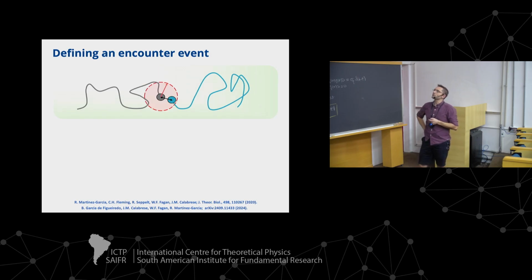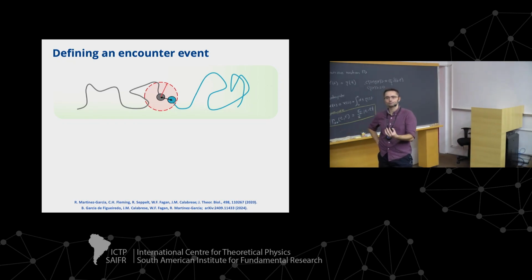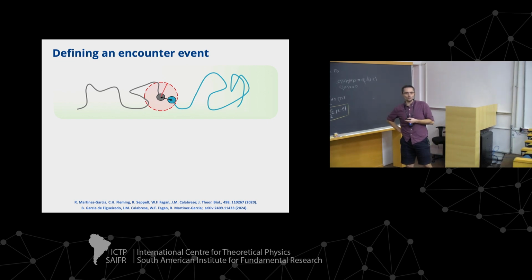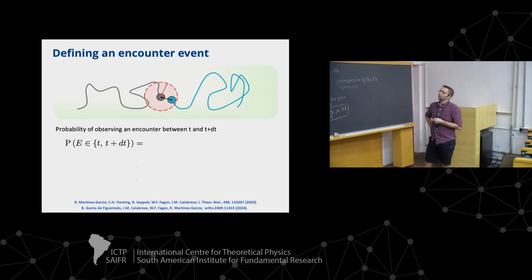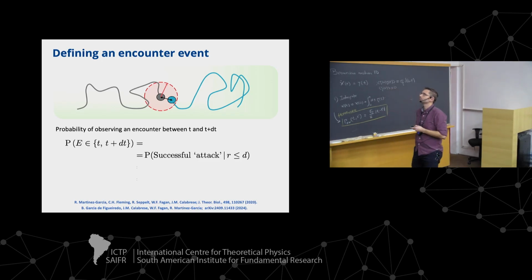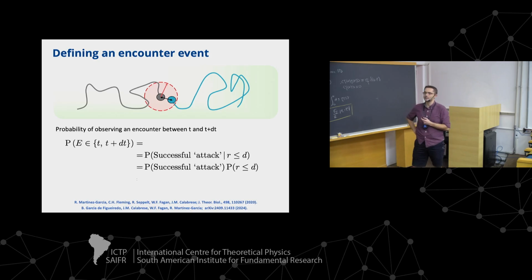When they are this close, then there is a probability that the lion will perceive the zebra and will eat her. How do I formalize this mathematically? I define the probability of having an encounter between time t and t plus dt as the probability that I have a successful attack conditional to the distance being close enough, right? Everything so far, so good. If I assume that the probability of having a successful attack is independent from the probability of being close to each other, I can split it this way.